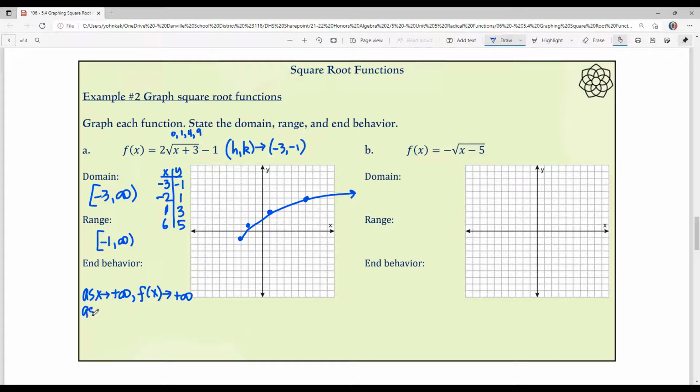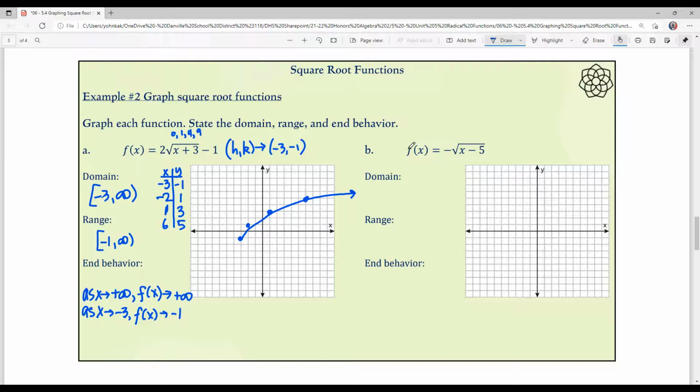Now remember, the one on the other side is weird. So as my x approaches, now the farthest left my x can approach is -3. So as x approaches -3, f of x is going to approach -1. Notice that -3, -1 are the same numbers as h and k. So one of your end behaviors is going to match directly to whatever your h and k is.